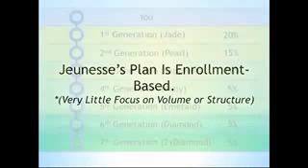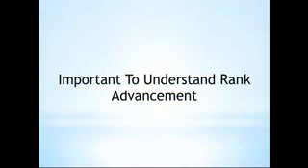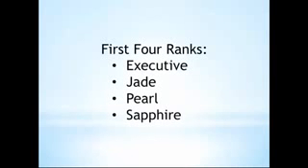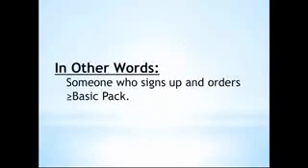The Jeunesse ranks determine what amount of matching bonuses you are qualified to receive. Though it is important to understand the qualifications for all the ranks, in this video, we're only going to focus on the first 4 ranks and the benefits associated with them. First, some terminology. A distributor is someone who enrolls in the opportunity with the $29 starter kit and accumulates at least 100 points in personal volume during a calendar month. So basically, someone who signs up and orders a basic pack or more.